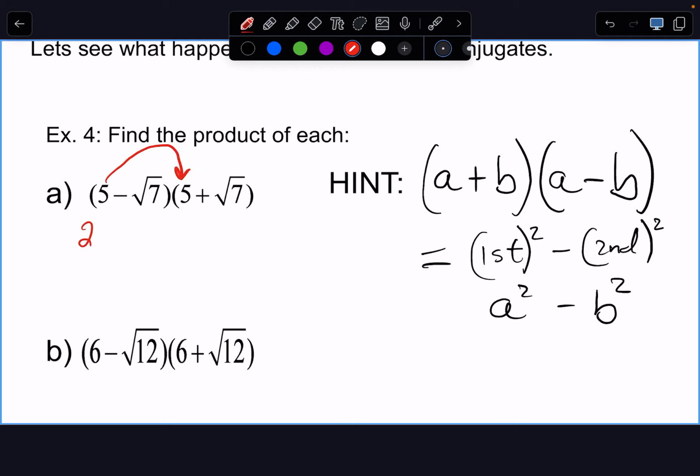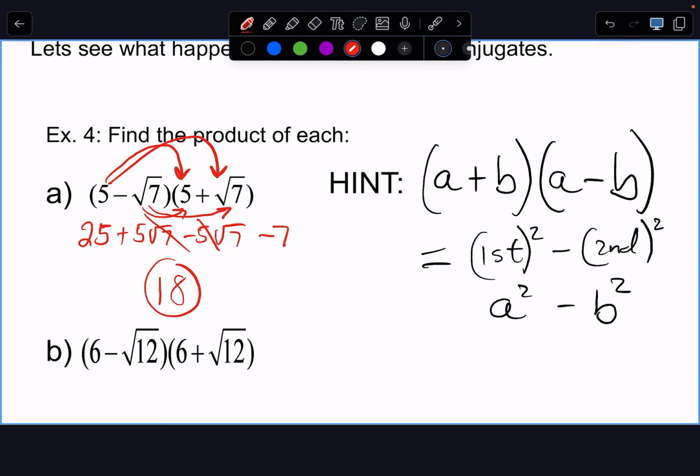5 times 5 is 25. 5 square root of 7. Negative 5 square root of 7. And negative square root of 7 times square root of 7 is negative 7. 25 minus 7 is 18. And we're good. We're golden. There's not a darn thing wrong with that.